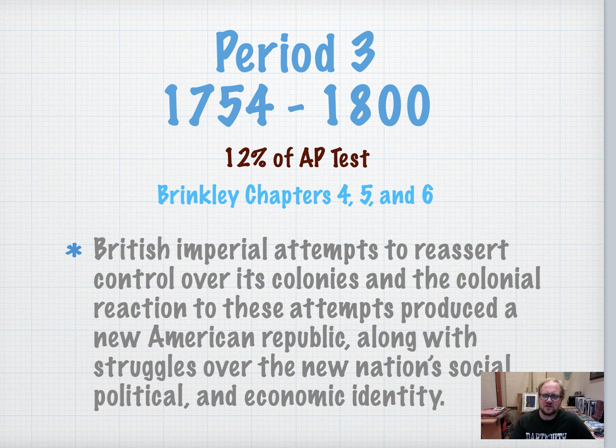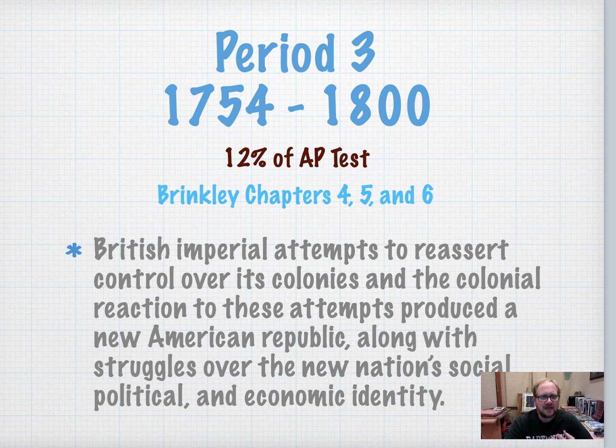The AP has this to say about this period. The British imperial attempts to reassert control over its colonies, and the colonial reaction to these attempts, produced a new American republic along with struggles over the new nation's social, political, and economic identity.